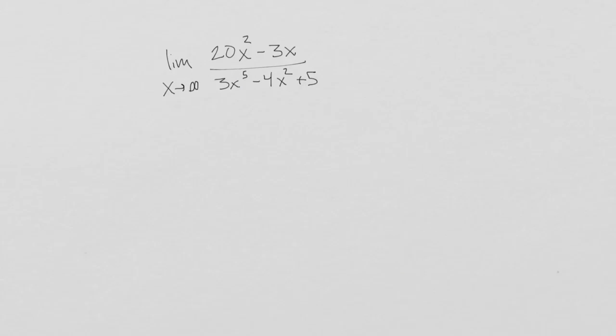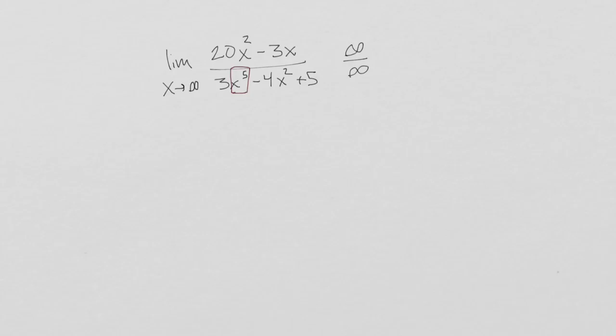Alrighty, here's another example. If we try direct substitution, plug infinity in, you get 20 times infinity squared minus 3 times infinity divided by another infinity. This becomes infinity over infinity, which is indeterminate. So we're going to use the same trick. We're going to start in the denominator and ask ourselves, what is the highest powered x term? And it is x to the power of 5.